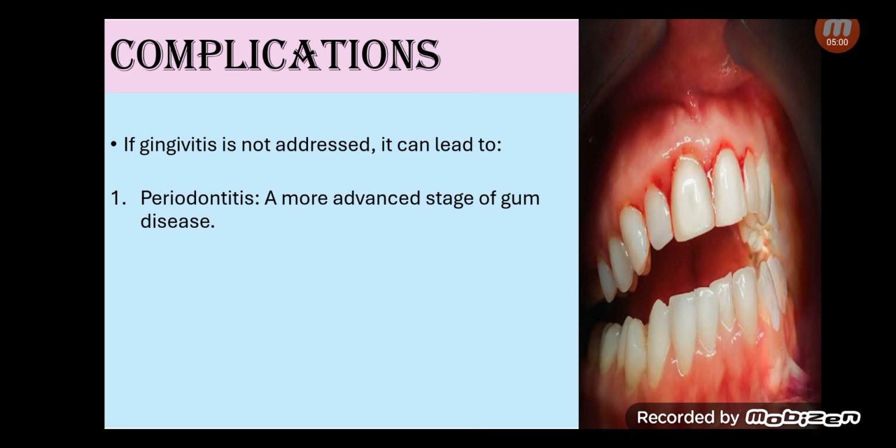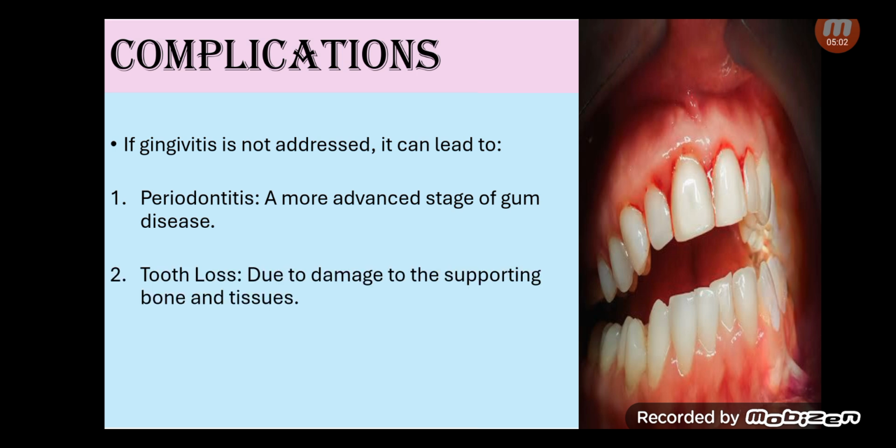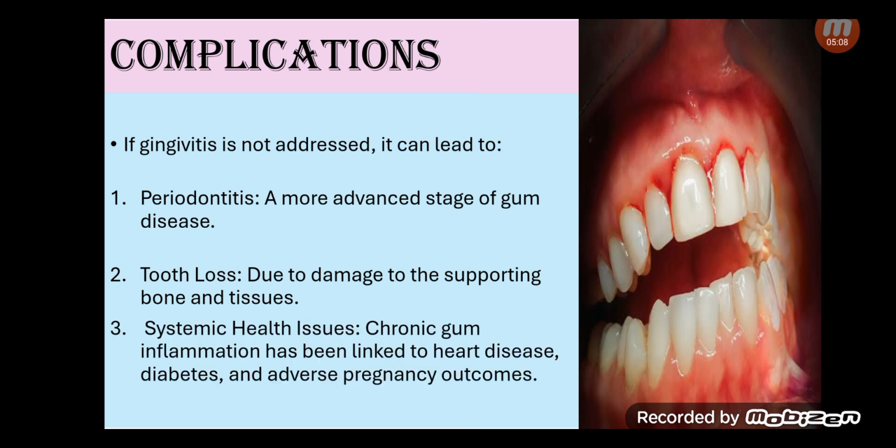Now let's talk about the complications of gingivitis if left untreated. It can cause periodontitis, that is a more advanced stage of gum disease. It can also cause tooth loss due to damage to the supporting bone and tissue of the tooth. It can also cause systemic health issues, that is, chronic gum inflammation has been linked to heart disease and diabetes, and adverse pregnancy outcomes are also associated to some extent with chronic gingivitis and chronic gum inflammation.